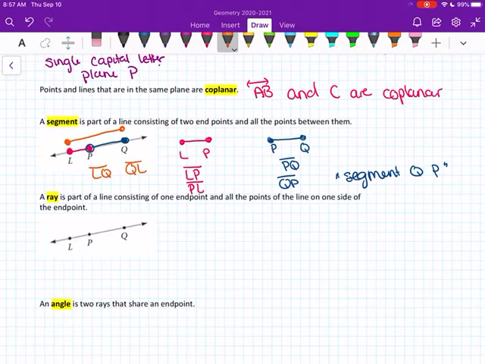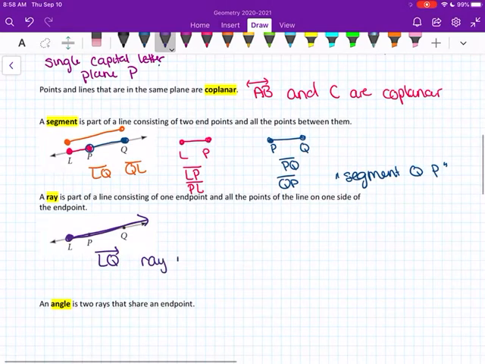Okay, our next one is kind of part segment, part ray, or part line. It's called a ray. So for a ray, we pick one endpoint, and then we have all the points on the line in one direction from that endpoint. So if I pick my point L and I go in this direction, that would be ray LQ. Okay, so we say ray LQ.